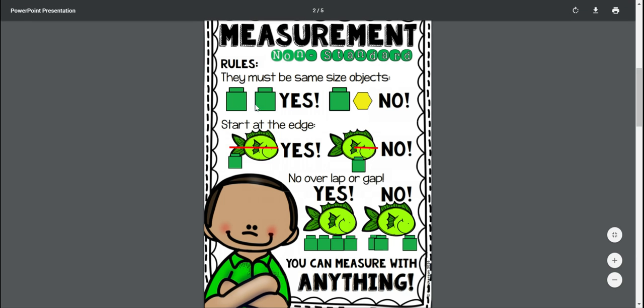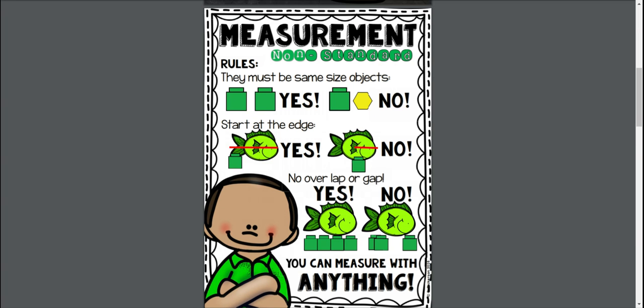So here we see two cubes. You can use those as long as they're the same size. So that's a yes. Now, if you have the cube and then something else that's a different shape or size, you cannot do that. It has to be the same thing. So what we usually use in class are paper clips or counting cubes, counting bears, things that are all the same.